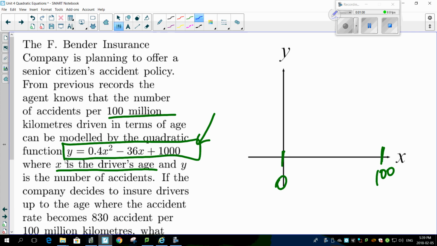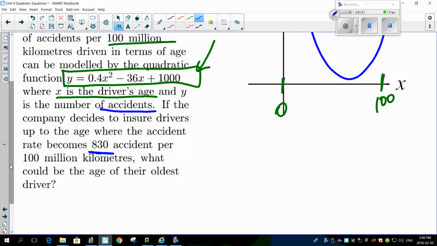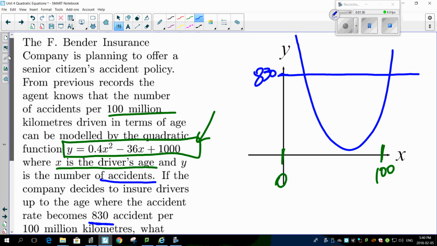Also, it says Y is the number of accidents. So if the company decides to insure the drivers up to 830 accidents per 100 million, 830's got to be out here. So you're going to probably have a line going like this and some sort of quadratic looking like this. It asks you at the end of this question, what could be the age of the oldest driver? So we have to find this intersect right out here. That's what we're after. I drew this a little bit wrong because I overextended my quadratic, but let's say 100 is out here. So we're looking for that age right here.